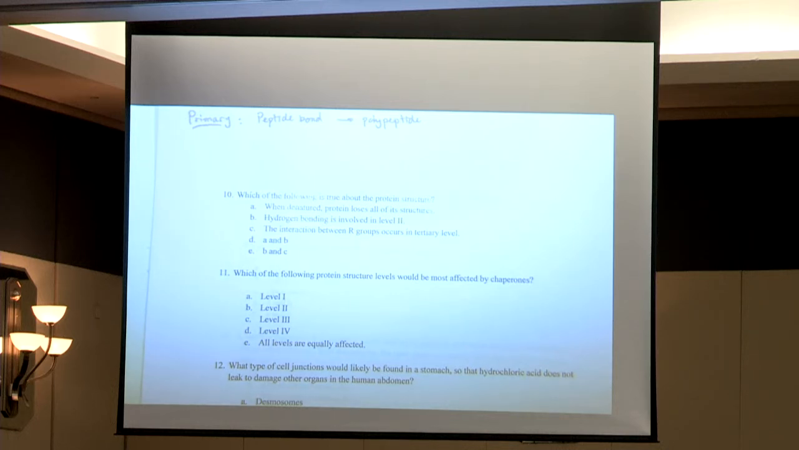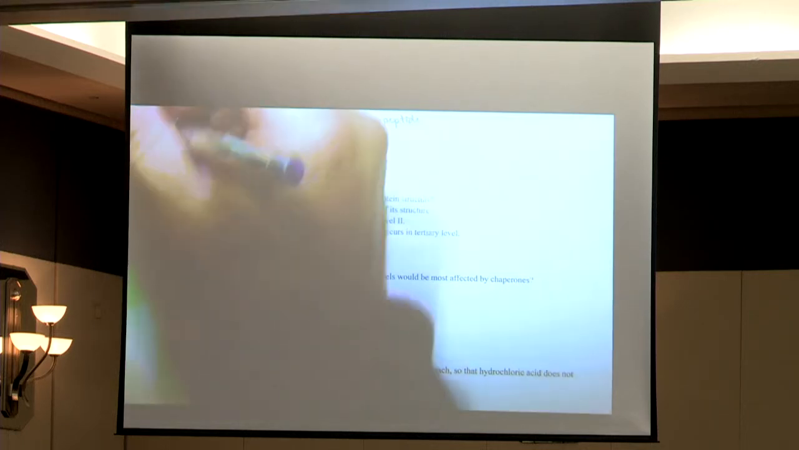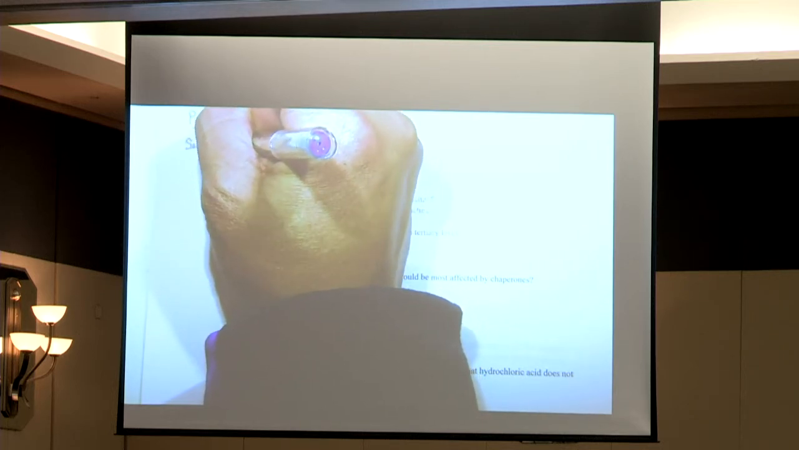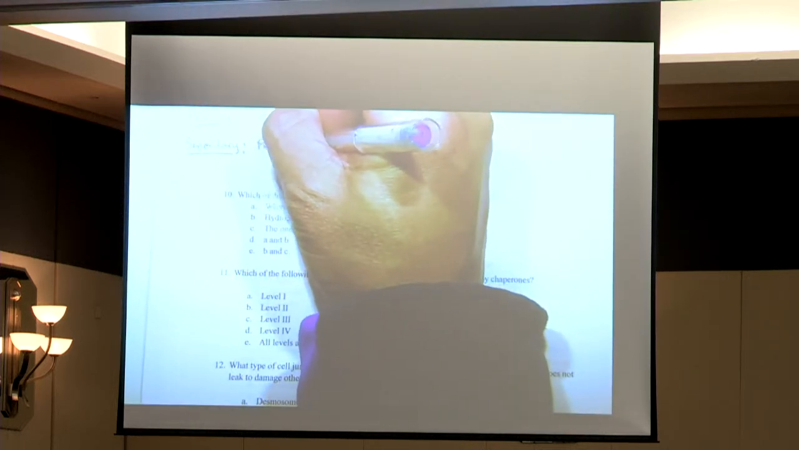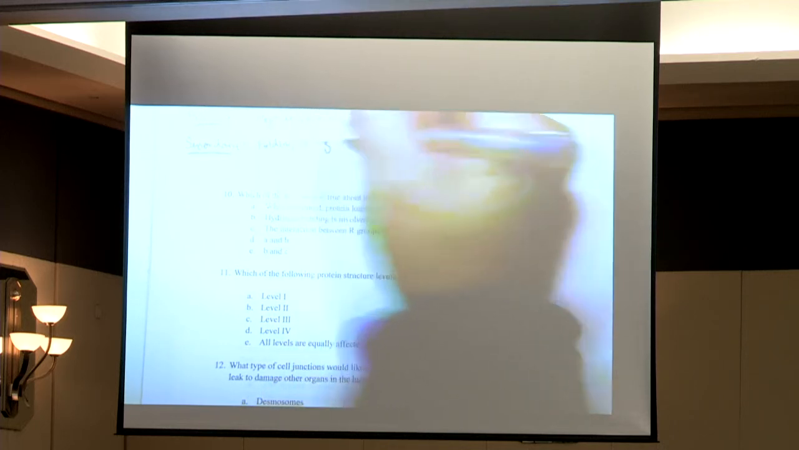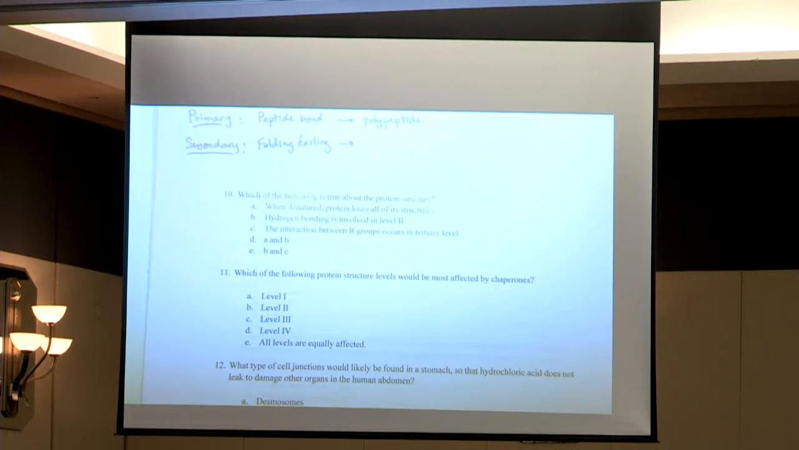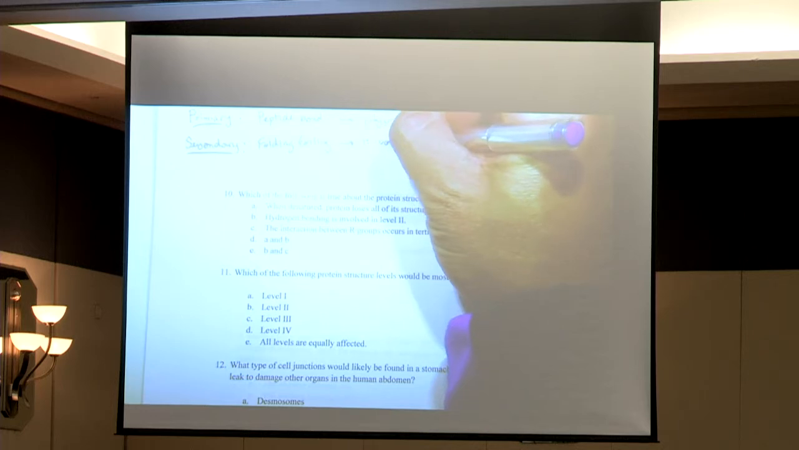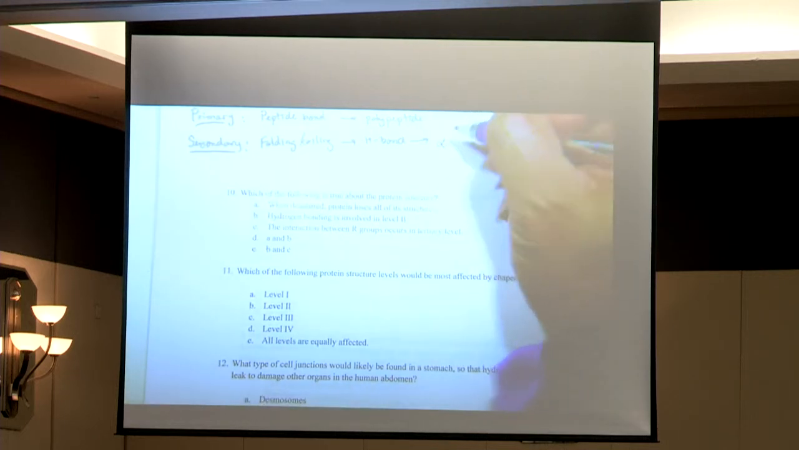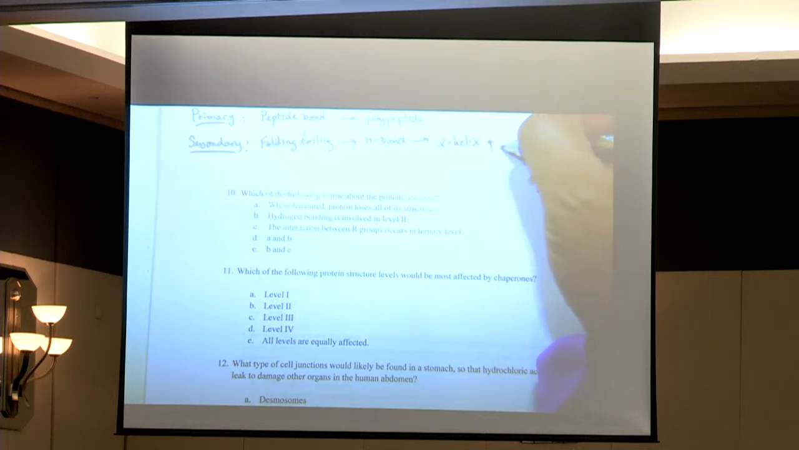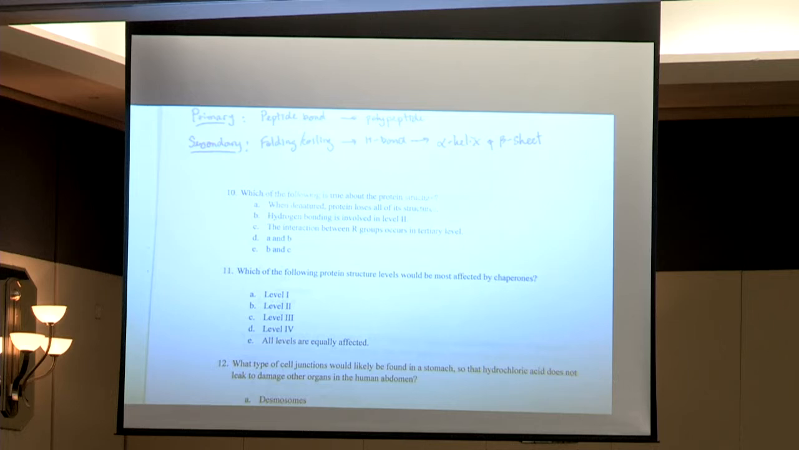Once we have polypeptide, the next one would be secondary. For the secondary, the key term we need to know is what? Folding or coiling, right? With that, we're going to have hydrogen bonds as well. Very important for secondary. And what do we get in the secondary? We get alpha helix and beta sheet, right? Okay, that's secondary.